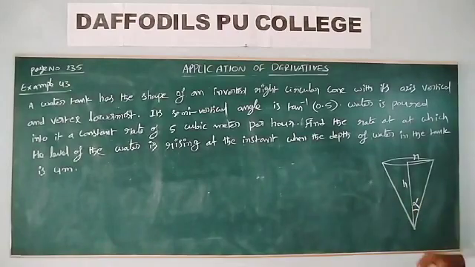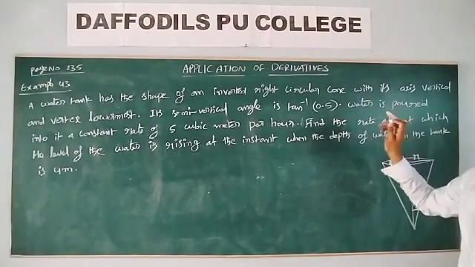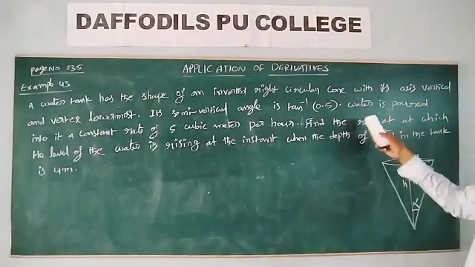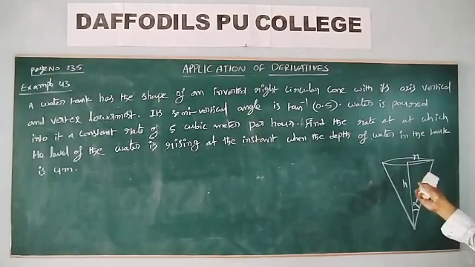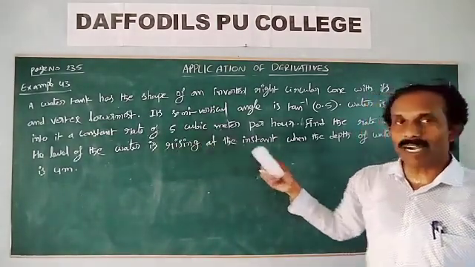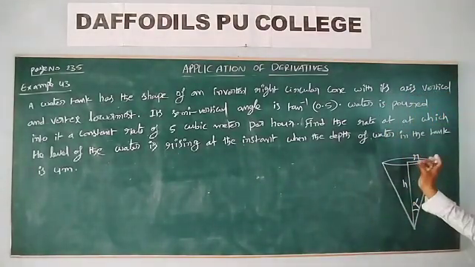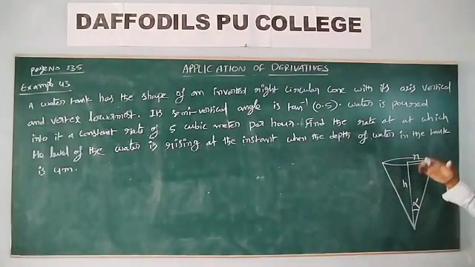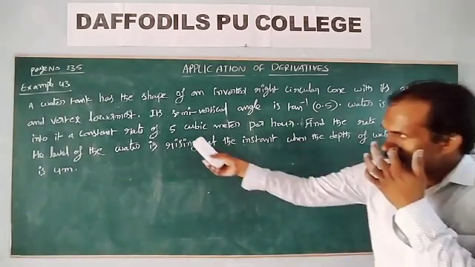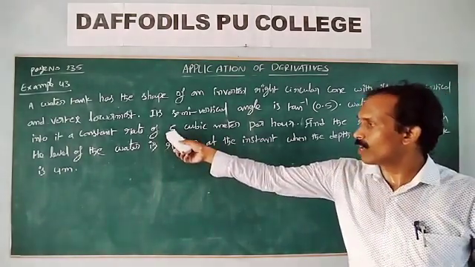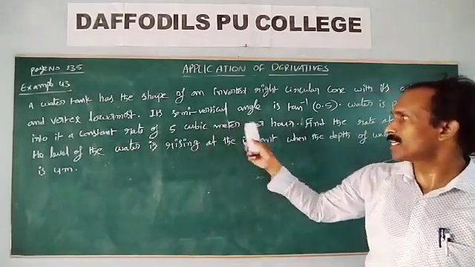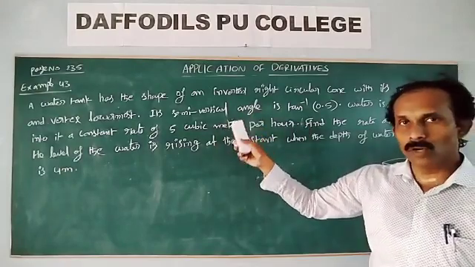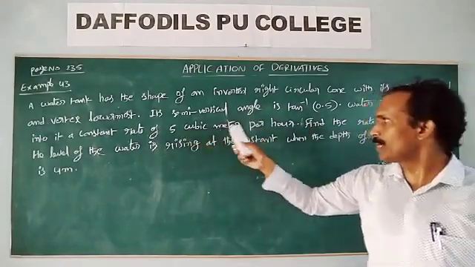Alpha is tan inverse 0.5. Water is poured into it at a constant rate of 5 cubic meter per hour. So this is the change in volume. Water is poured means volume is increasing, that is nothing but dV by dt is equal to 5 meter cube per hour.